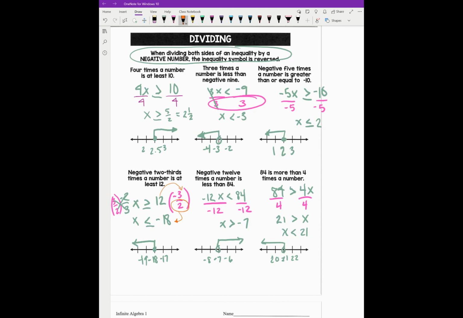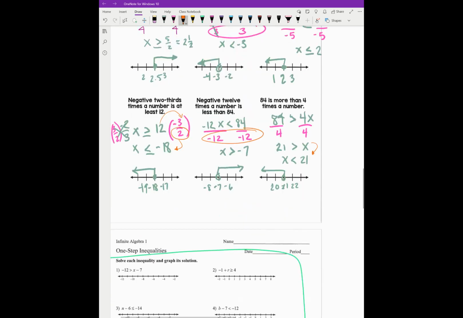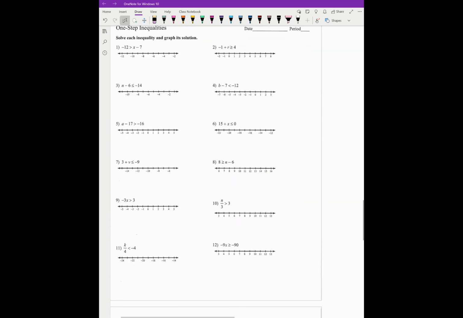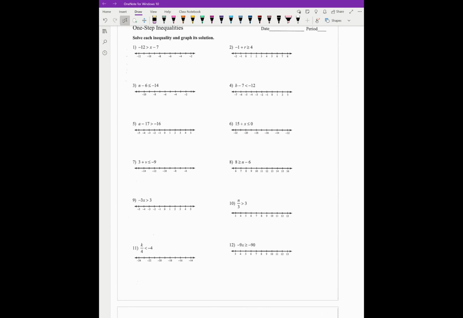In the second one, I divided on both sides by a -12. So again, I flipped my inequality sign. So I have an open circle at -7, but my arrow goes to the right. And my last one, I have 21 is greater than x. If you want to flip it around so that the x is on the left so you know which way to go on your number line, then it looks like x is less than 21. So that's all the ones we're going to do for today with solving using one-step multiplying and dividing.